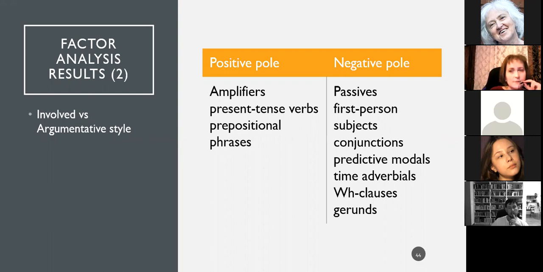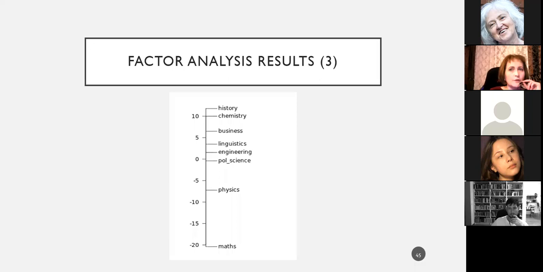And on the other hand, the negative, that is argumentative pole, is explained by the contribution of features such as agent arguments, passives and first-person subjects, links in discourse, that is conjunctions, predictive modals, and narrative features like time adverbials, and also the features that are generally associated with increased linguistic complexity, that is WH clauses and gerunds.